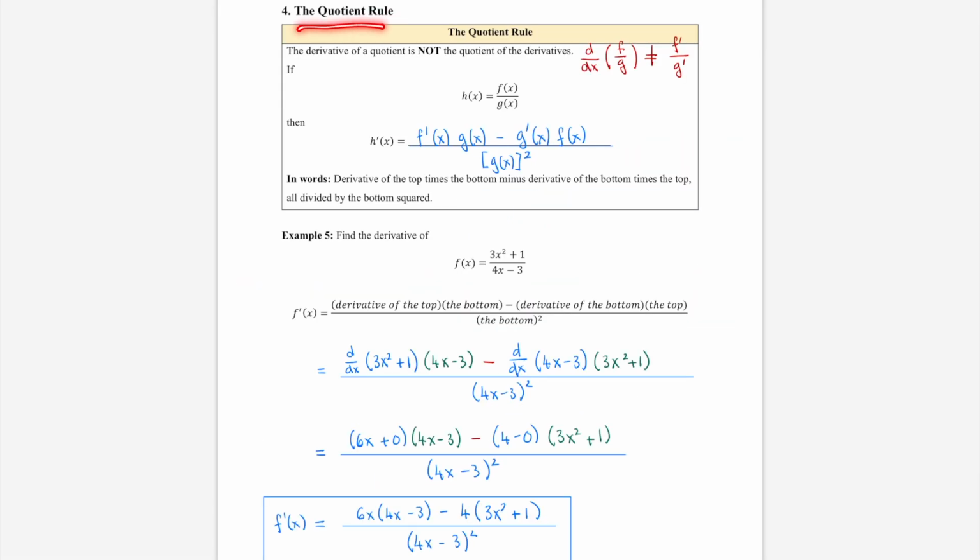The quotient rule helps us take derivatives when one function is divided by another function. The key idea to remember is the derivative of a quotient is not the quotient of the derivatives. Instead, we use the formula: derivative of the top times the bottom, minus derivative of the bottom times the top, all divided by the bottom squared. With practice, this rule becomes much easier to apply.